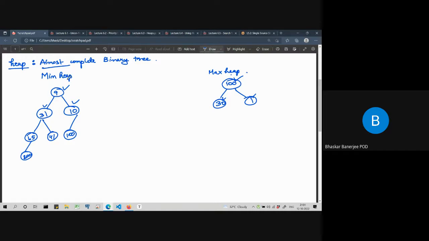Now we would go to some operations of heap. I would be a bit faster over here because we have to discuss at least till the end of heap.